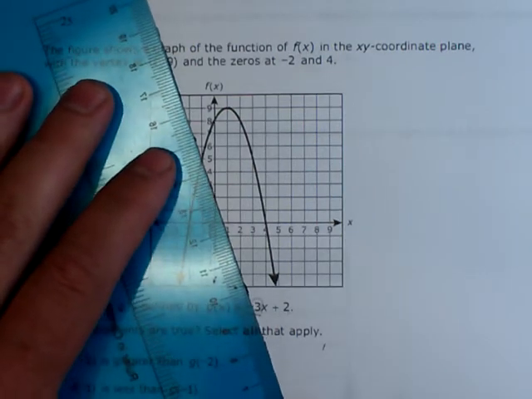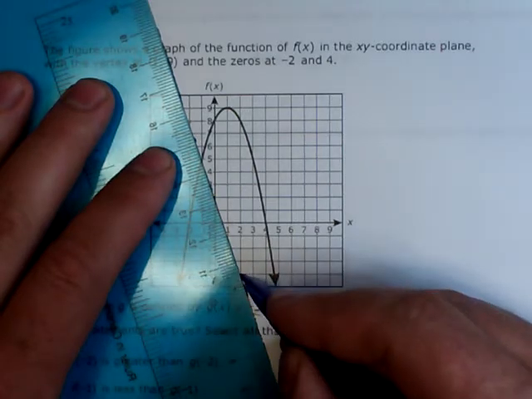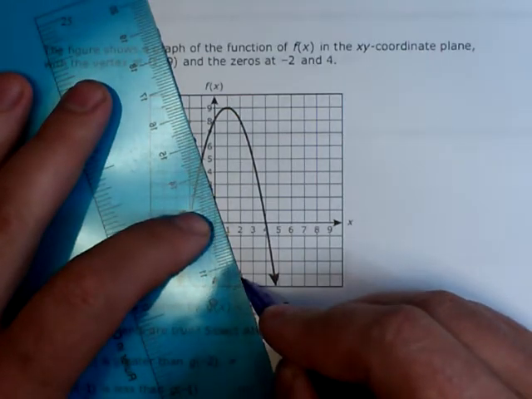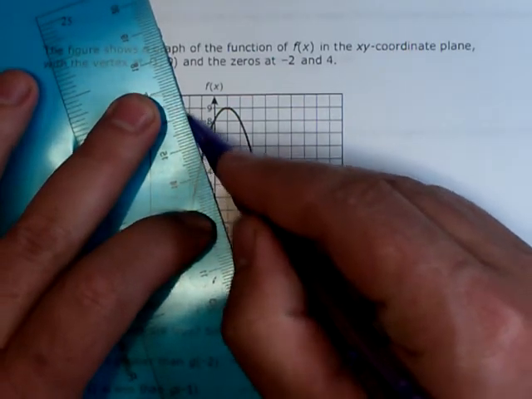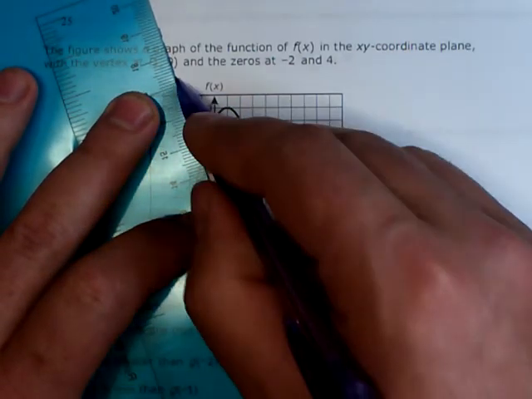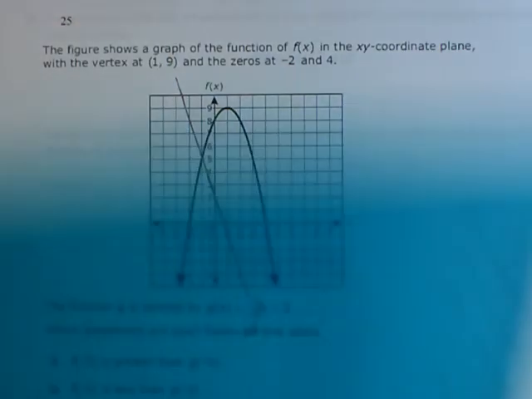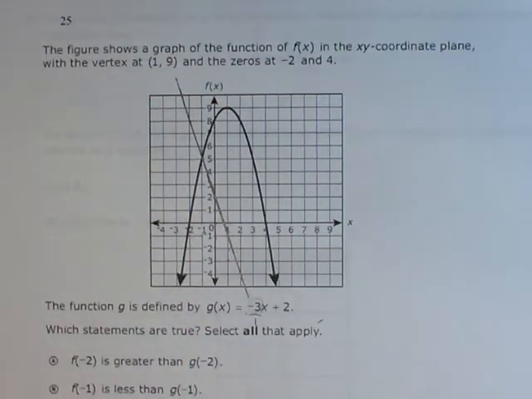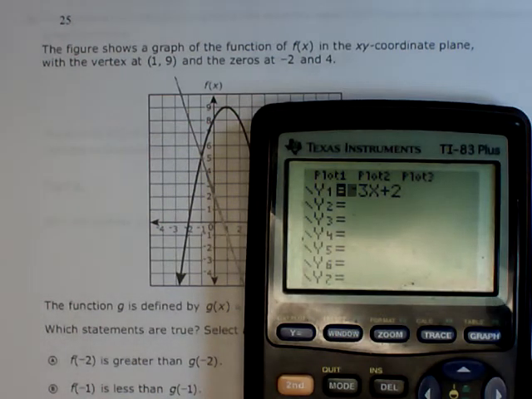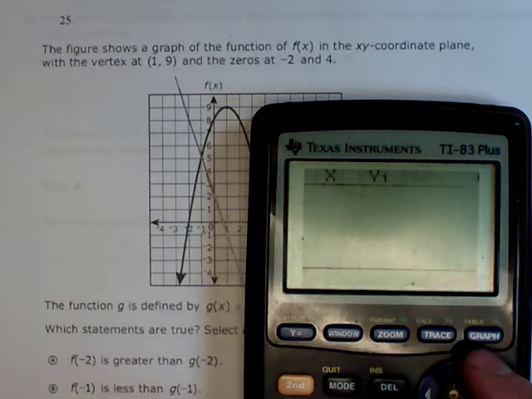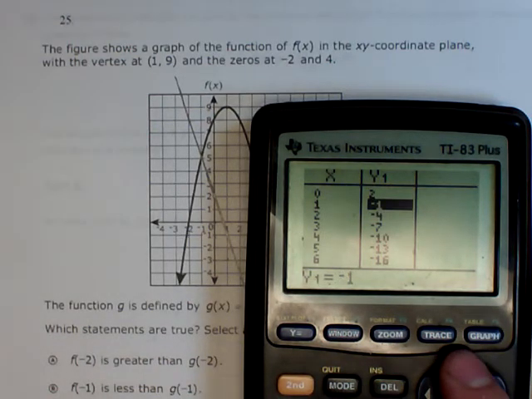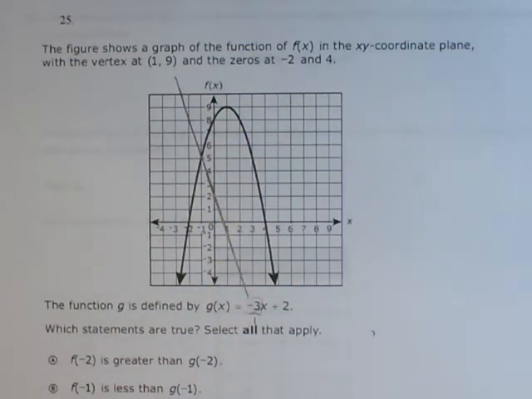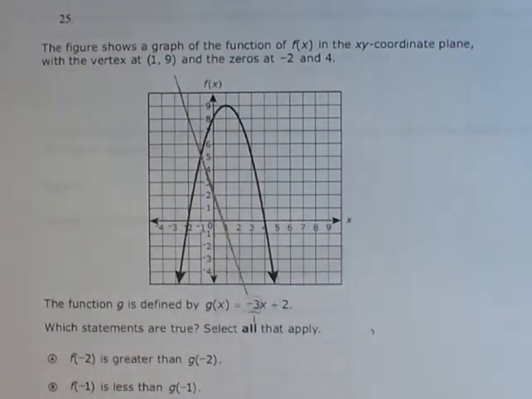My other option is to make a table. I could use my graphing calculator to do that, by typing in my function and then going to the table, and here I will get outputs for g of x as well. I'm going to use the graph for now and we'll see how that does for me.